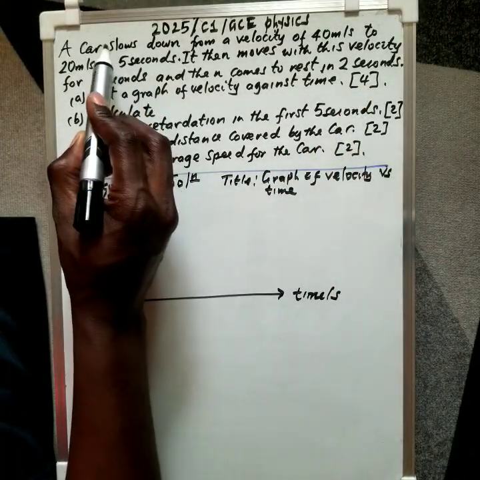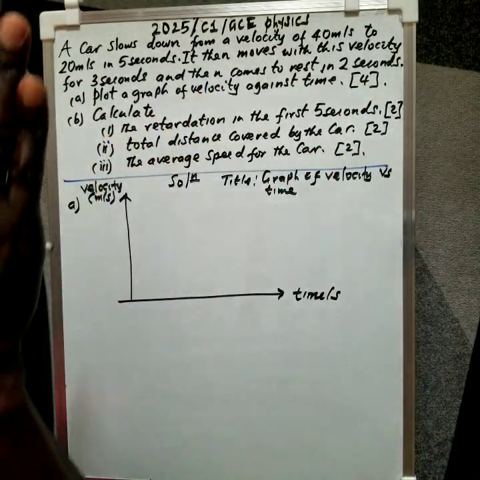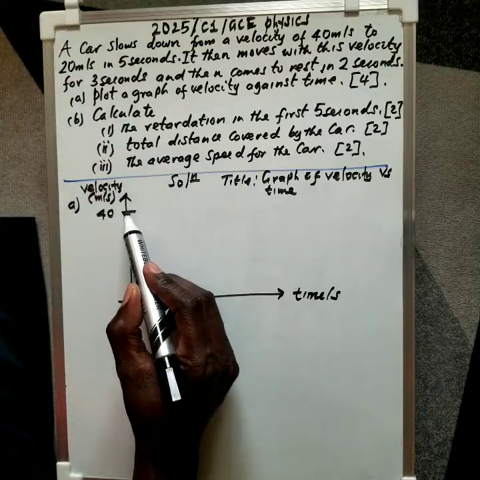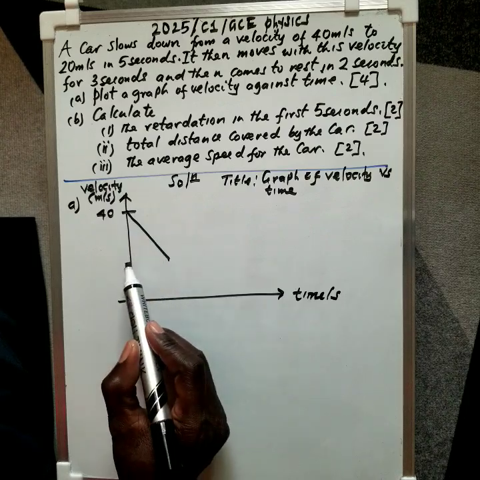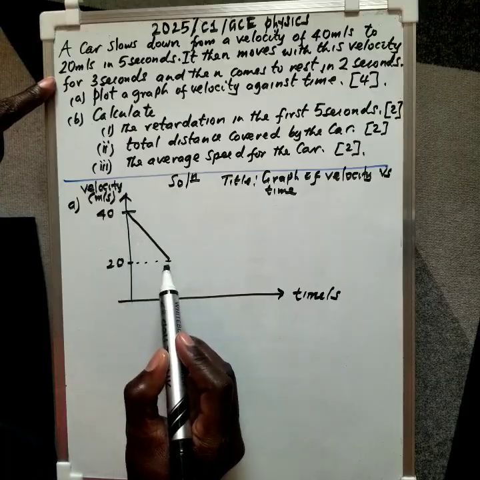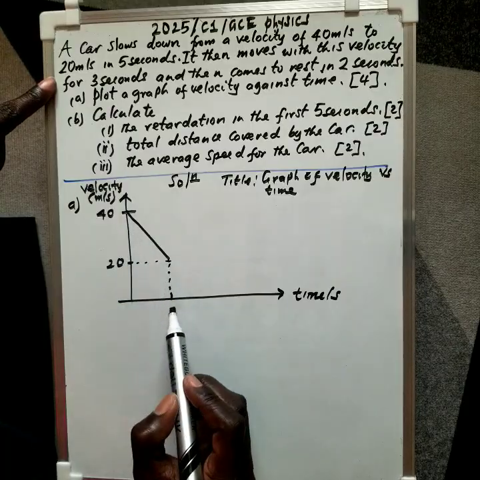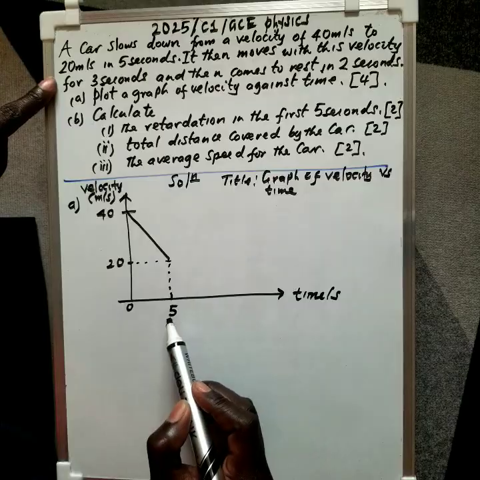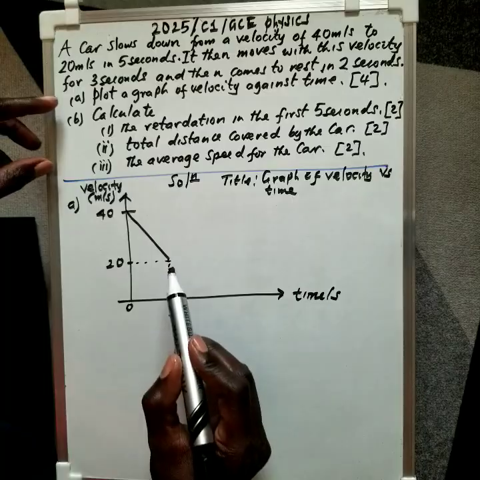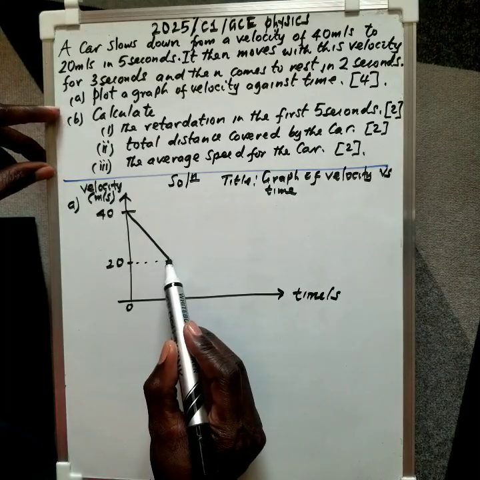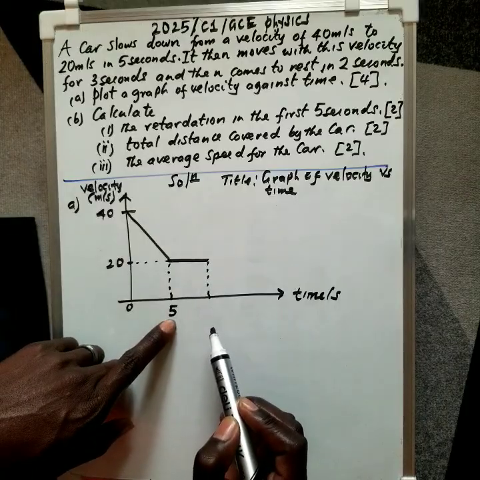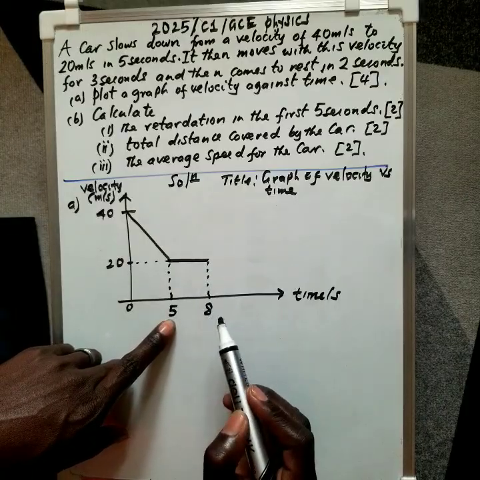Now it said the car slowed down from a velocity, meaning it was moving with a velocity of 40. So let me say this is my 40 here. So it actually slowed down to a velocity of what? Of 20. So it came to a velocity of 20. In how many seconds did it do that? It was simply in 5 seconds there. All right. Then it says it then moves with this velocity for 3 seconds, meaning you add 5 plus the 3 seconds. So here the time will be 8.